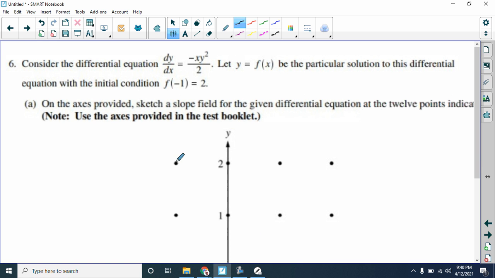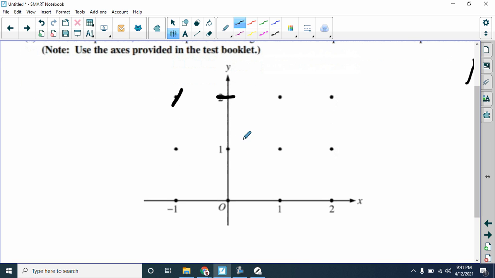So at the point -1, 2, you just plug in -1 for x, 2 for y. That would give me 1 times 4 over 2, which is 2. So the slope's 2, so up 2 over 1 should be pointing at about that point right there. At 0, 2, the slope is 0, and really any time x is 0 the slope is 0. So we can sketch all those in quick.